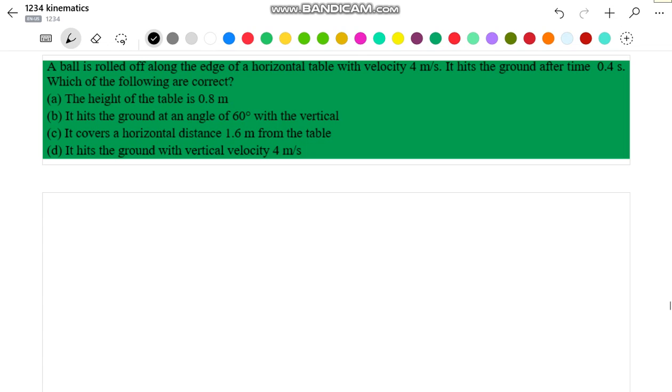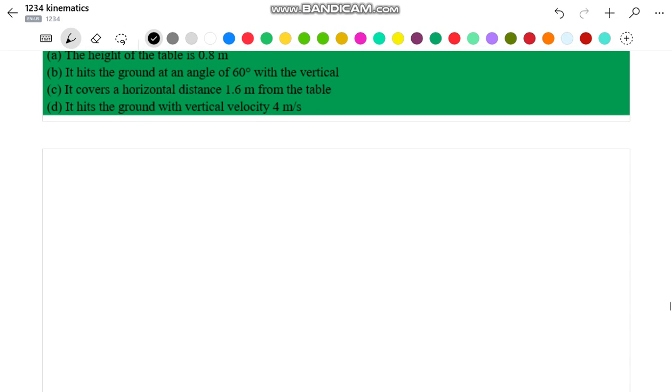Hello friends, in this video we will discuss a problem on kinematics. In the question it is given that a ball is rolled off along the edge of a horizontal table with velocity of 4 meter per second. It now hits the ground after a time of 0.4 seconds. Then we have to identify the correct options.